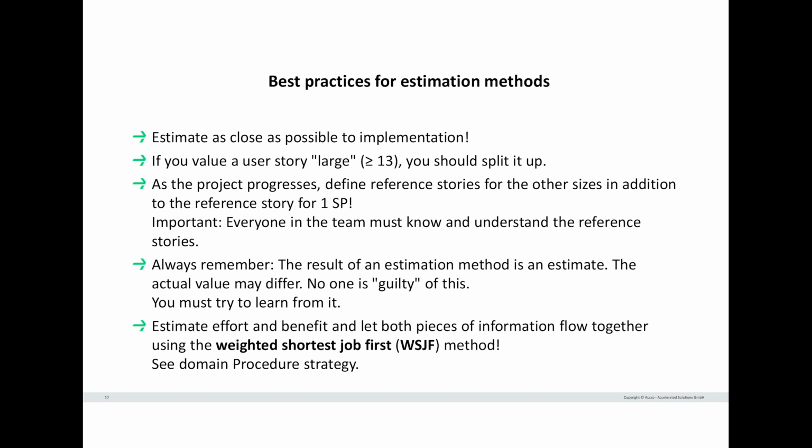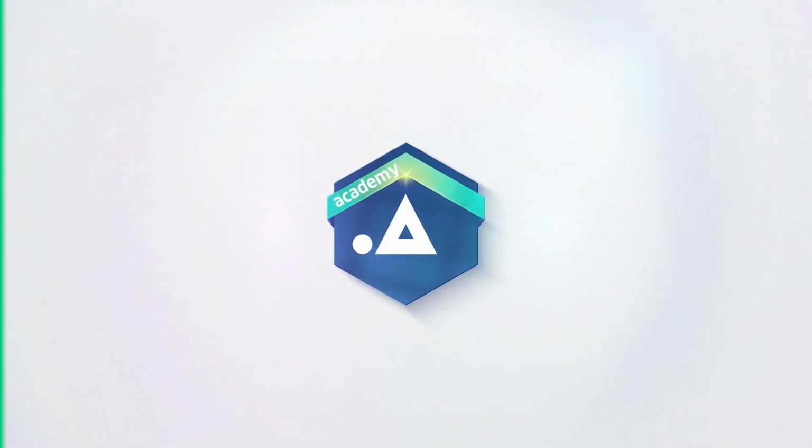Estimate effort and benefit, and combine both pieces of information using the weighted shortest job first, WSJF method. See section 1.7. You now know 2 estimation methods with which you can effectively and efficiently arrive at an estimation result in almost all situations. Try them out.